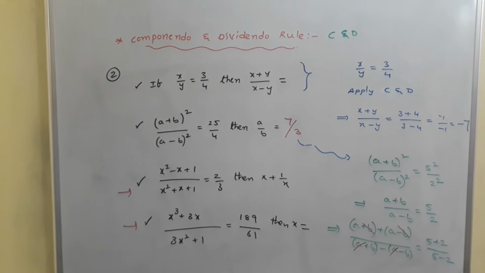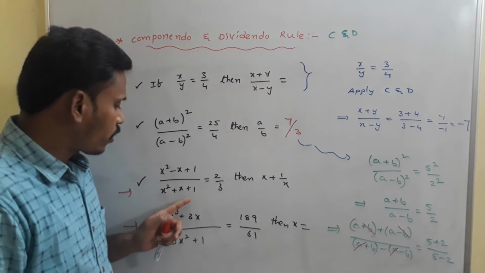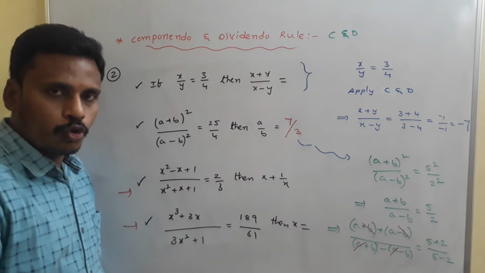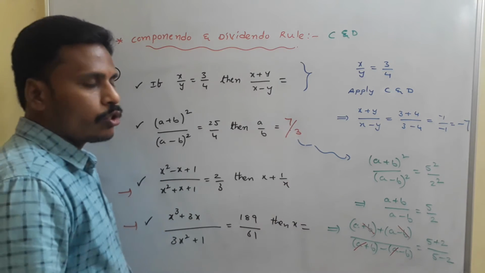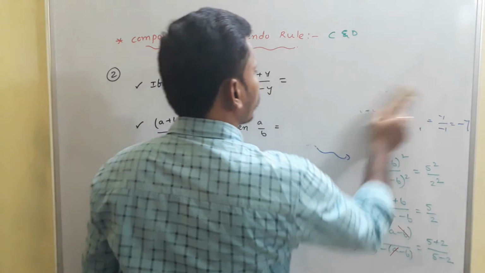And then coming to this particular third one, what is it? (x square minus x plus 1) by (x square plus x plus 1) is equal to 2 by 3, and our target is to find x plus 1 by x. Okay, I am erasing this for space concern.